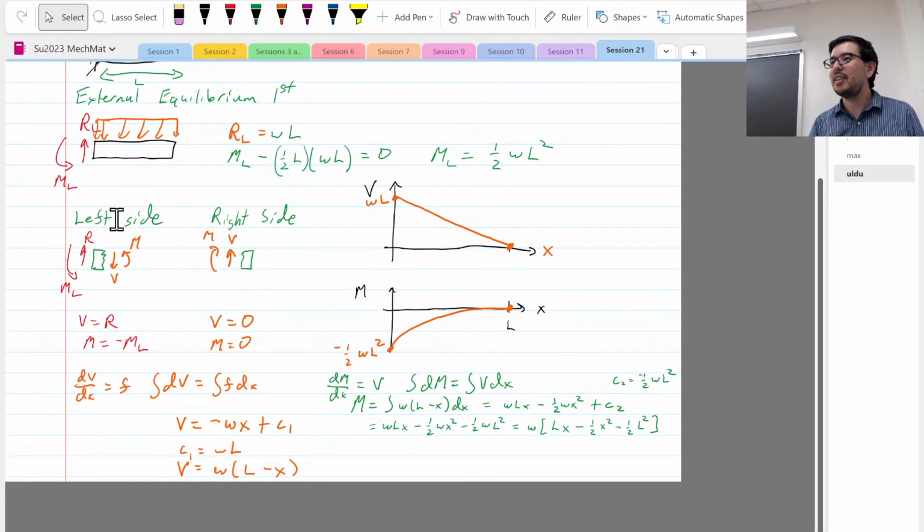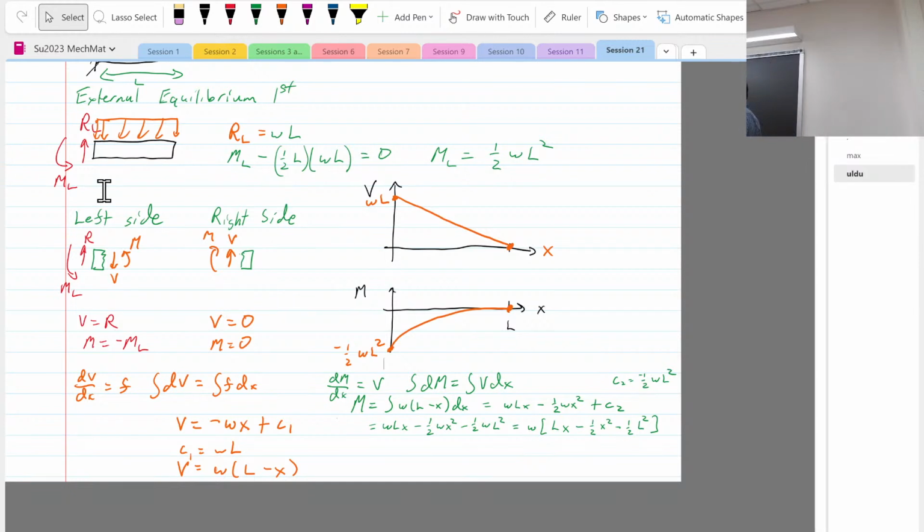again, left side. Section 10 is on the exam, because we have combined loading. So you have to be able to calculate the shear stress.